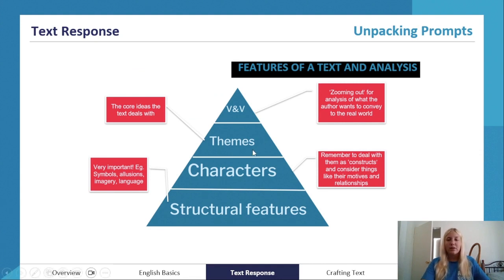So, unpacking prompts, remember those four elements, bringing it back because it's super important. Look for beyond the basics, look for language devices for your evidence: symbols, allusions, imagery, language use, dealing with characters as constructs. Author depicts the character as, in order to, never saying, oh, this character represents this, that character represents that, because they need to be viewed as constructs. Look at the themes, the core ideas your text deals with, and be able to zoom out your analysis into messages and authorial intent.